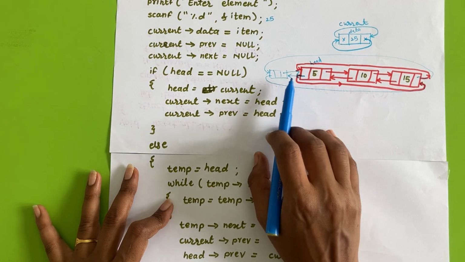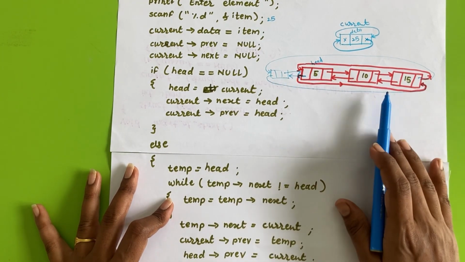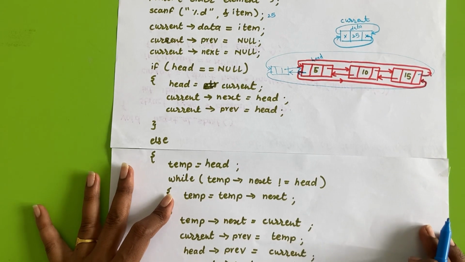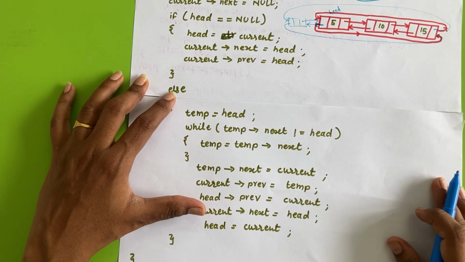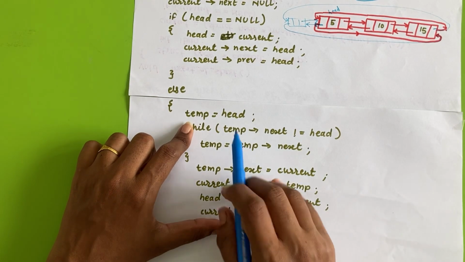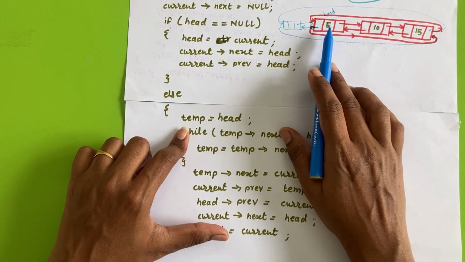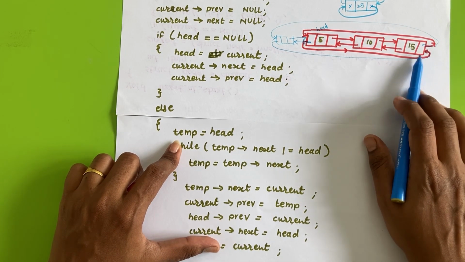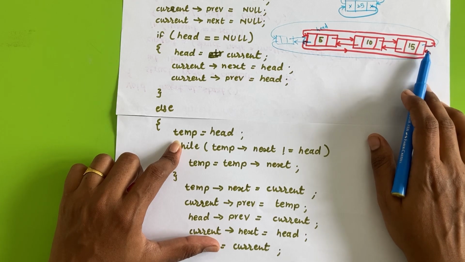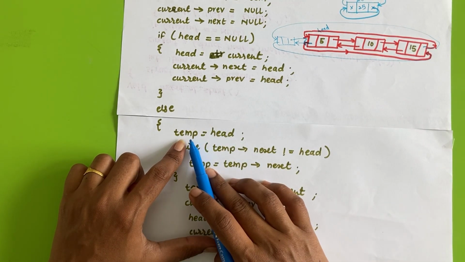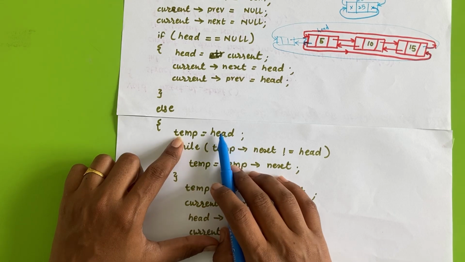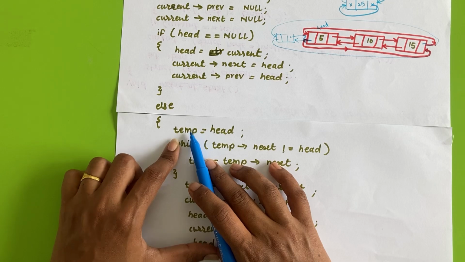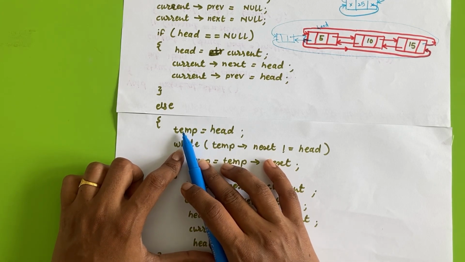Okay, so we will see how we can allocate these pointers or how we can change the pointer fields. So it will go in the else part. So first we have to traverse from this head node to the last node, because we have to make some of the changes in the last field also. Okay, so for that purpose we have the temporary pointer, and I have copied the value of head in the temporary field. Okay, so head will get copied in the temp.